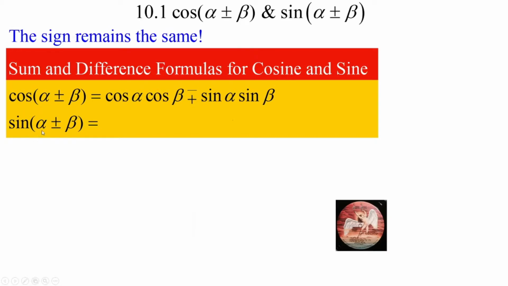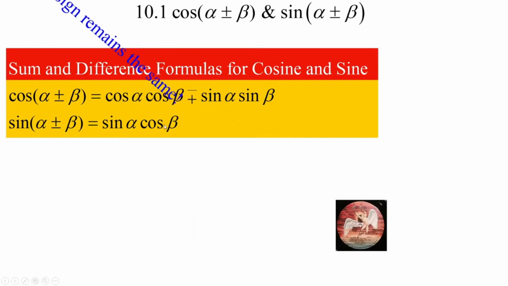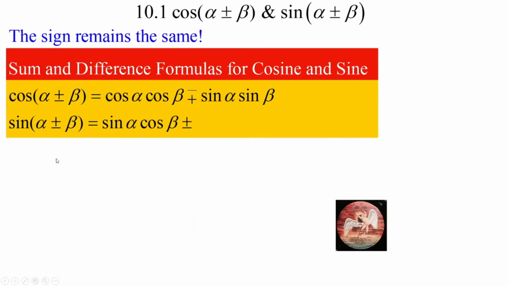Now for sine of alpha plus or minus beta, the function is different. So we start with sine of alpha, cosine of beta, but then the plus or minus stays a plus or minus. The sign remains the same. So if this is a plus, this is a plus. If this is a minus, this is a minus. And then over here we have cosine of alpha and sine of beta. So there they are. So how did we use these?